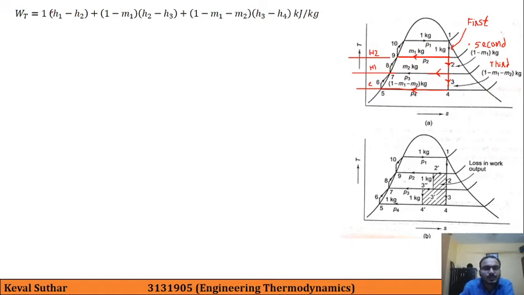So here the work output that we are getting is, in first stage we are having 1 kg with enthalpy difference of H1 minus H2, that is this portion. After that in second stage we are having 1 minus M1 kg with H2 minus H3, that is here to here, that is intermediate stage. And after that in last stage, that is third stage, we are having quantity as 1 minus M1 minus M2 with enthalpy difference of H3 minus H4.